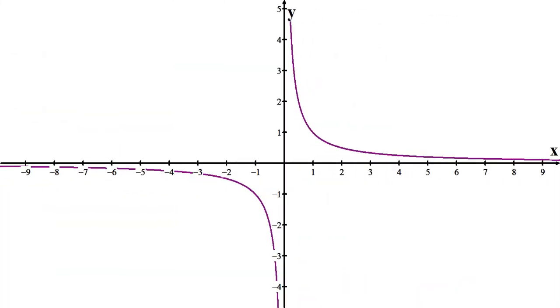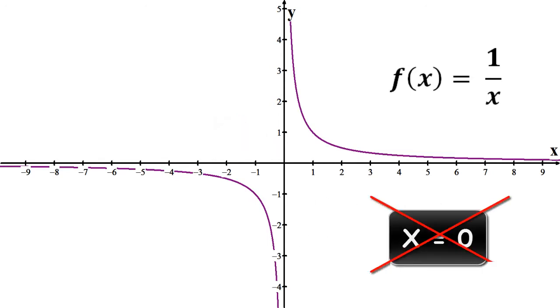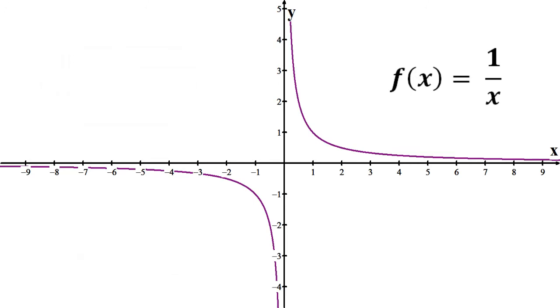To understand what I just said, take a good look at this graph. It is the representation of the function f of x equals 1 over x. Notice that it has a peculiar behavior around the origin, and that x equals 0 is not part of the domain of this function, because if we were to replace x by 0, we would be left with 1 divided by 0, and there is no such thing as a division by 0.